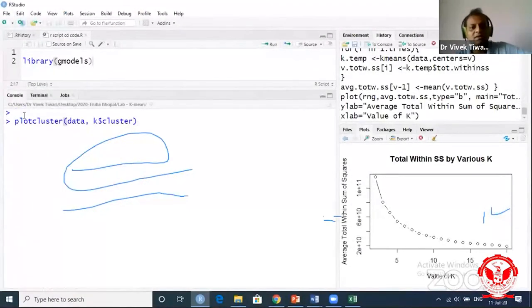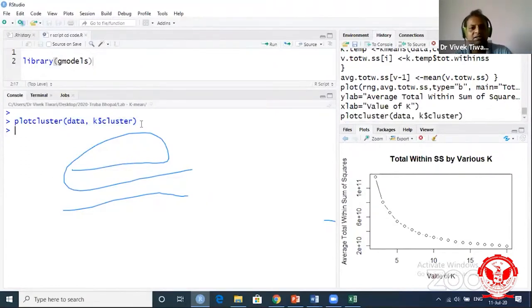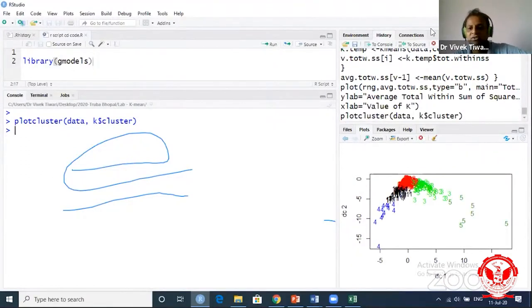Okay, so the plot cluster is a function. Data is the data set I have used. The data one you can also do. And the K is the result of the clustering process you have stored. So you execute it and see the results. You see the cluster visualization over here.